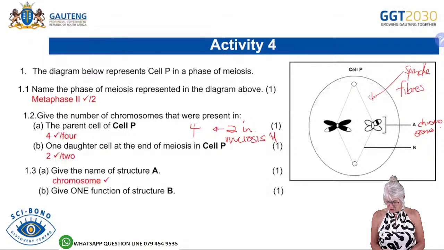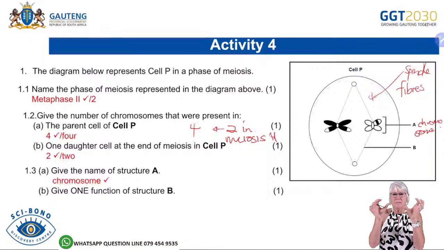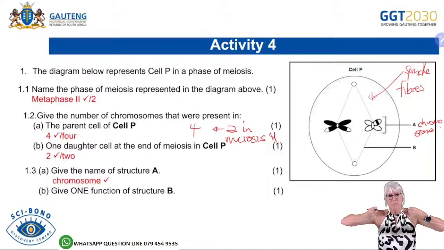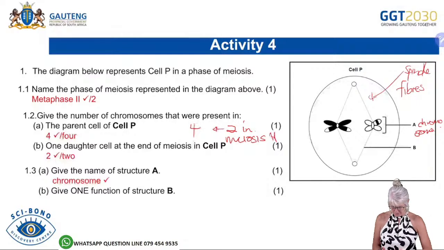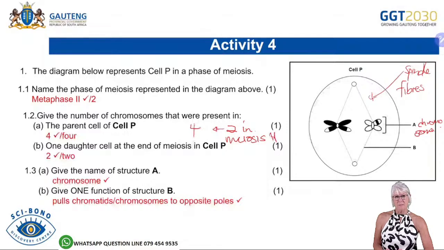And then one function of structure B. Now the spindle fibers come from the centriole, and they attach to the centromere of a chromosome. As soon as that centromere divides, the spindle fibers contract. And when they contract, they pull the chromatids apart and pull them to the opposite poles. So their function is to pull the chromatids or the chromosomes to opposite poles.